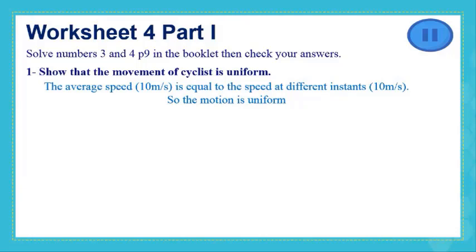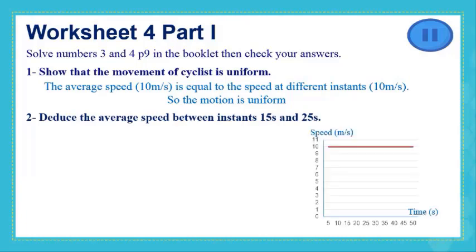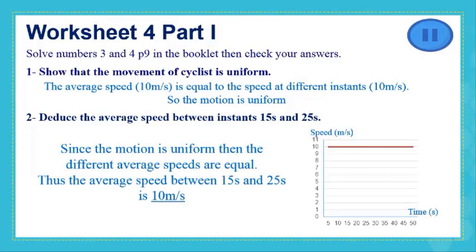Number 4, deduce the average speed between instants 15 seconds and 25 seconds. Since the motion is uniform, then the different average speeds are equal. Thus, the average speed between 15 seconds and 25 seconds is also equal to 10 meters per second.